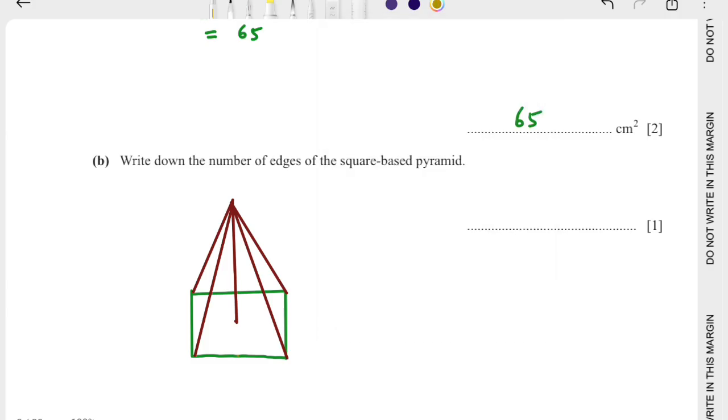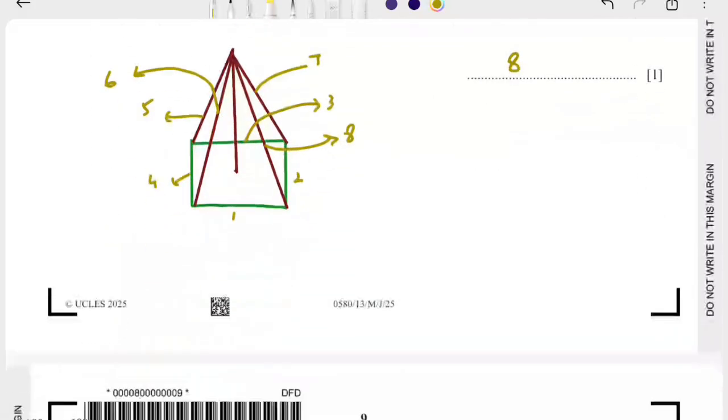So if you see that 1, 2, this 3 and 4 and 5 and 6 and 7 and 8. Perpendicular height is not included, so there are 8 edges. Next question.